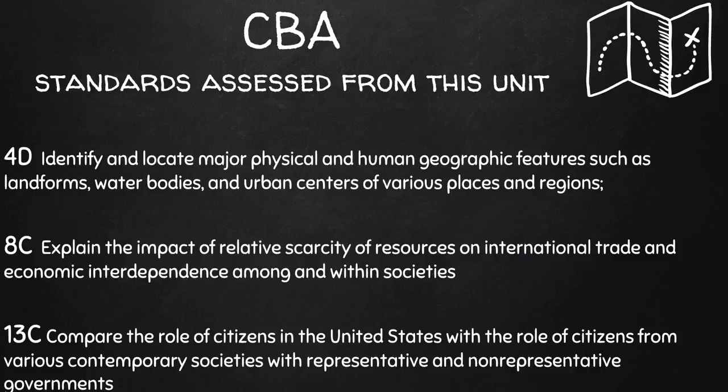8C, explain the impact of relative scarcity of resources on international trade and economic interdependence among and within societies. And then also 13C, compare the roles of citizens in the United States with the role of citizens from various contemporary societies with representative and non-representative governments. So I read those standards for you to think about, one, the verb, and then the context of those standards. And in this particular unit, Unit 6, how do those apply?